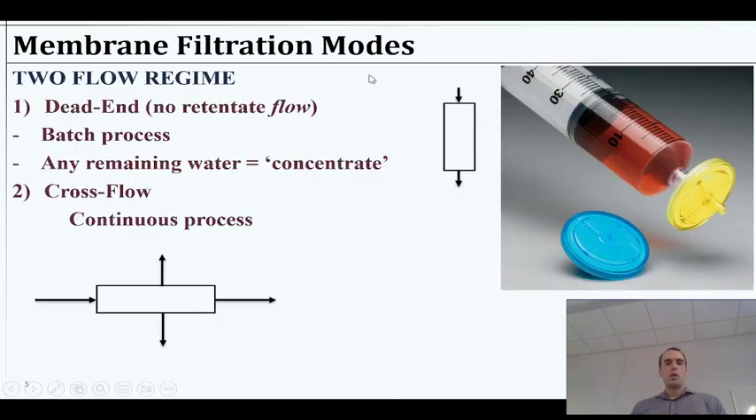Okay, so that was kind of cross flow. I think maybe I inverted these by accident. Dead end would be the other one. I talked about it. This is kind of what it looks like: a syringe filter with some sort of liquid in it, pushing the water through. You've got some sort of a membrane there. This is kind of what I was drawing.